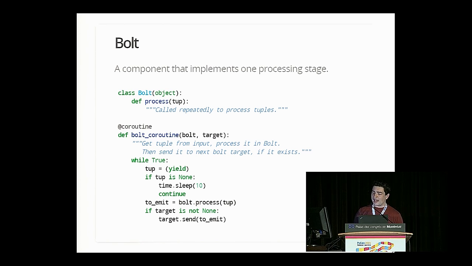The interesting line here to look at is actually this yield that's in parentheses here. So this is yield being used as an expression. Basically what that means is this coroutine is going to wait for a value to get sent into it. When it receives that value, it's going to start processing it. So this is basically saying, wait until I get a new tuple. If I got a weird tuple that was None, then sleep for 10 milliseconds. If I didn't, call process repeatedly on the bolt.